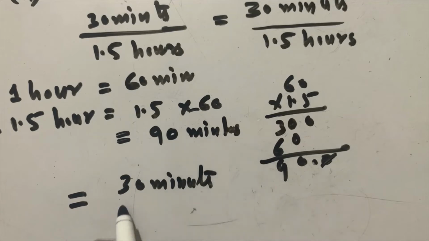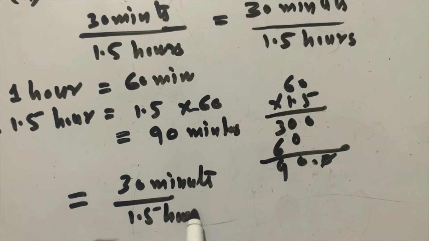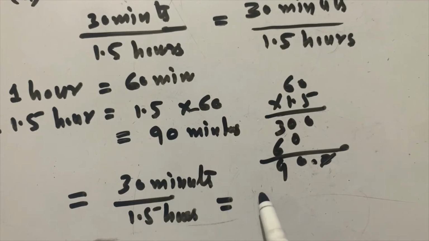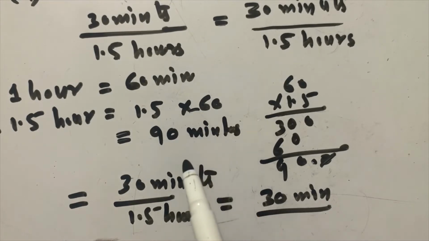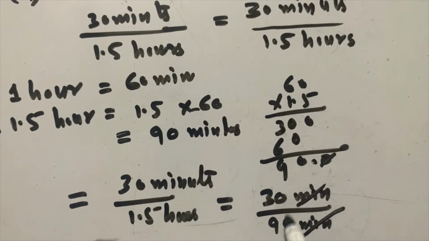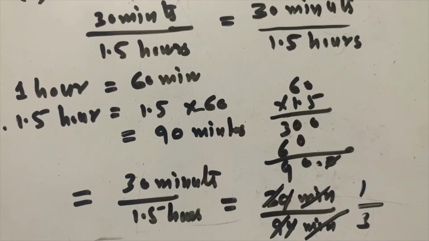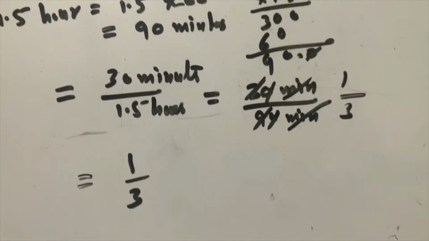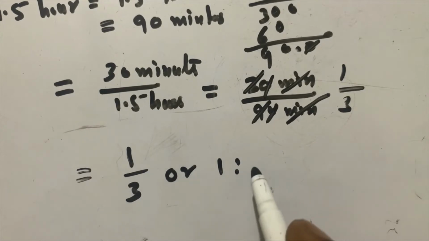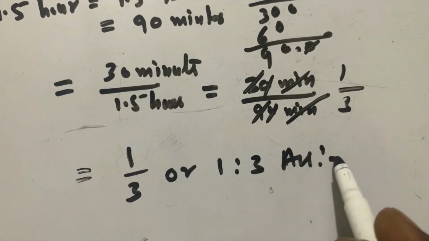Therefore 30 minutes upon 1.5 hours; we have got 90 minutes, so 30 minutes upon 90 minutes. Now the minutes cancel. 0 and 0 cancel. We will read the table of 3: 3 1s are 3, 3 3s are 9. We got the result. The answer is 1 upon 3, or 1:3 is the answer.